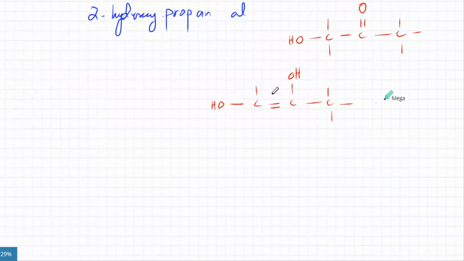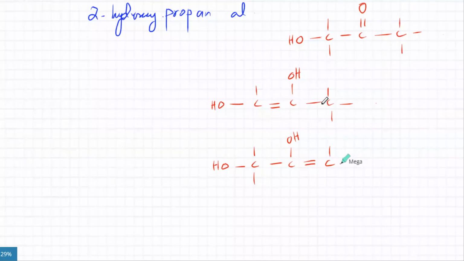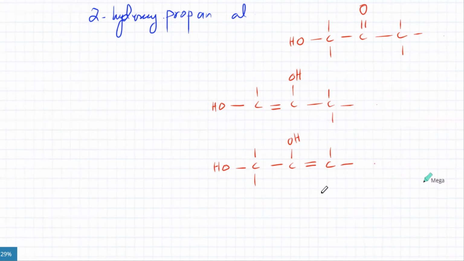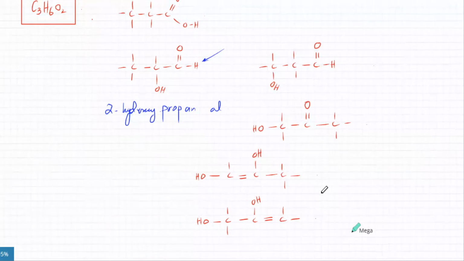Now this one can have lots of positional isomers. I can change the position of the double bond. It's over here, I can put it over here, and that would give me another positional isomer. So the OH, still C3H6O. And then there would be lots of other positional isomers. I can put the OH on this side, or on the other side. We can just go on and make many isomers.